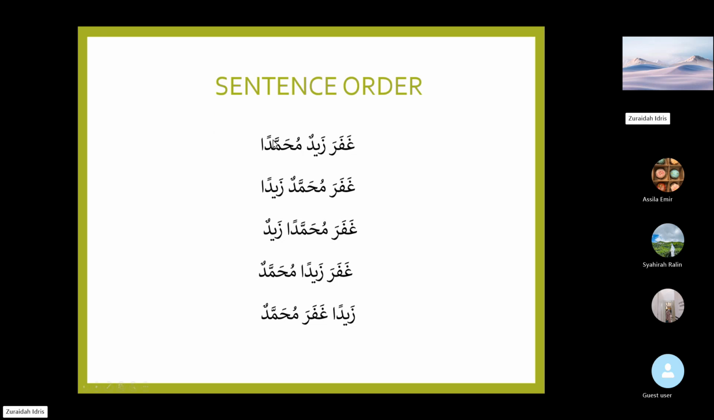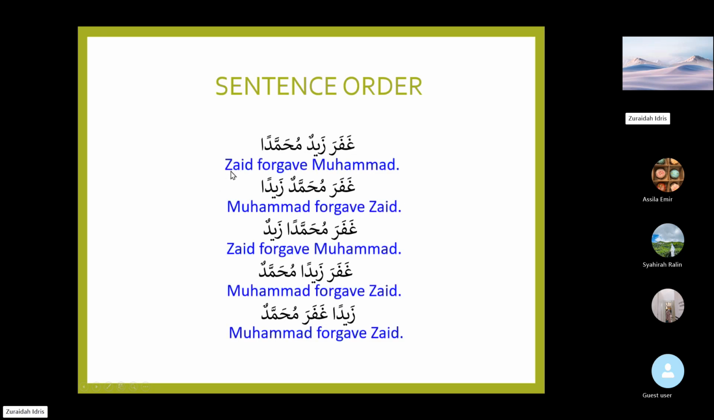It all depends on the ending. It only changes when the ending changes. When this changes, of course, the meaning will be different. So this would be Zaid forgive Muhammad. This would be Muhammad forgive Zaid, because the doers are different. The rafa are different. But here, Zaid forgave Muhammad. Zaid came after Muhammad now, but because of the endings, the meaning is the same as this. And the same for this, and the same for this.